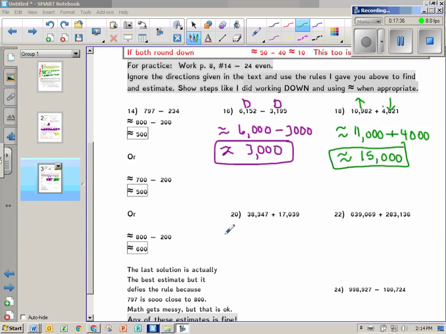Let's tackle number 20. 20 is similar. It's adding, so we think alternate. Now this time, if I round one up, I'm going to round this one up and this one down.